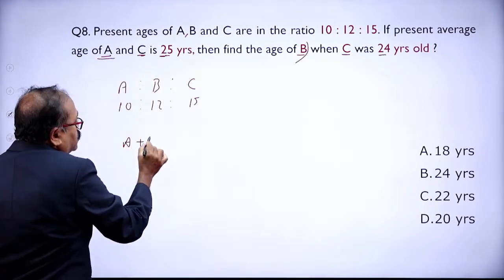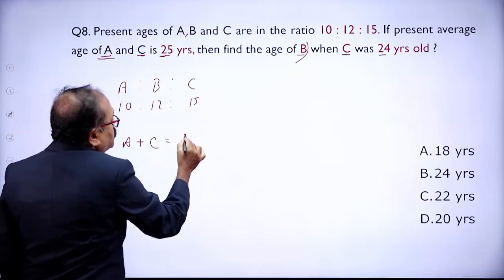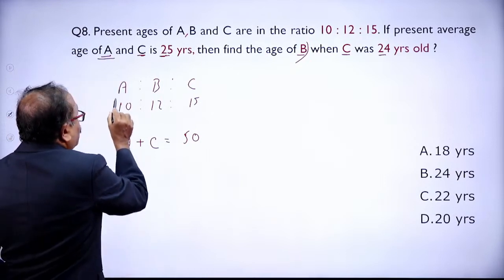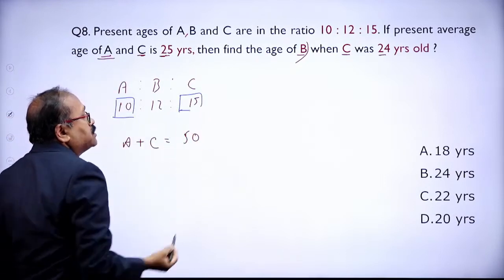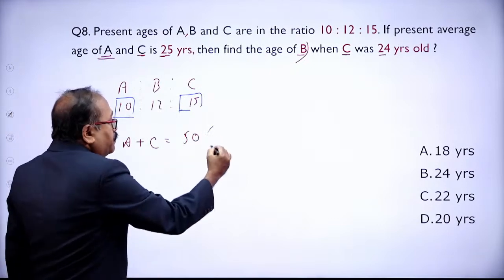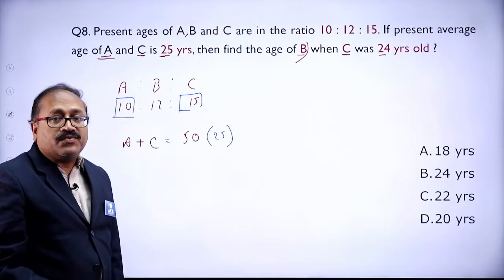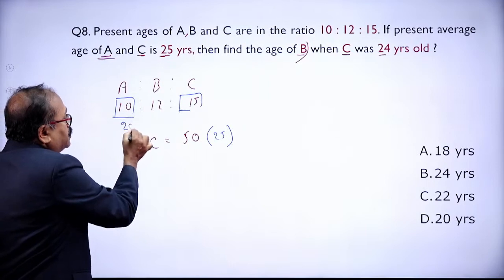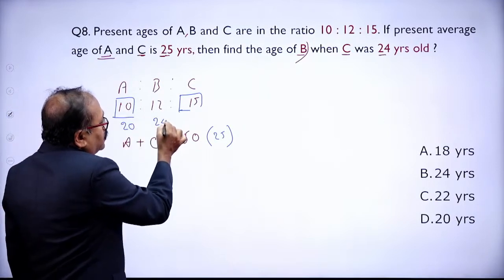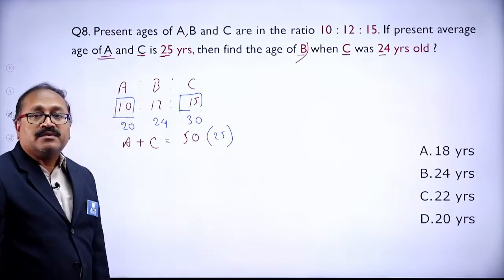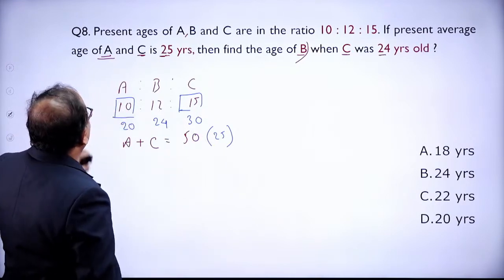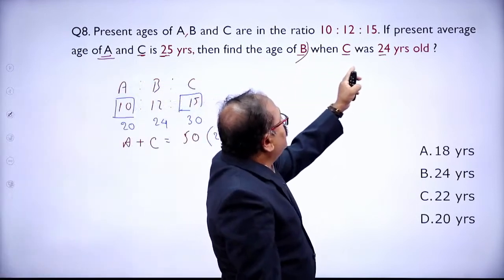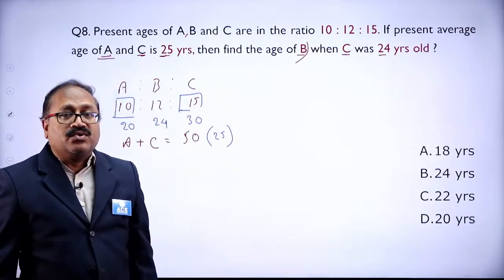Then what is the total age of A and C? 25 into 2, which is 50. So that means how many parts does this 50 belong to? A is 10 parts and C is 15 parts, that is 25 parts. And when 25 parts is equal to 50, then what is one part? One part is 2. So if one part is 2, this person's age will be 20, this person's age will be 24, and this person's age will be 30. Now look at the question. What is the question asked? The question asked is to find the age of B when C was 24 years old.